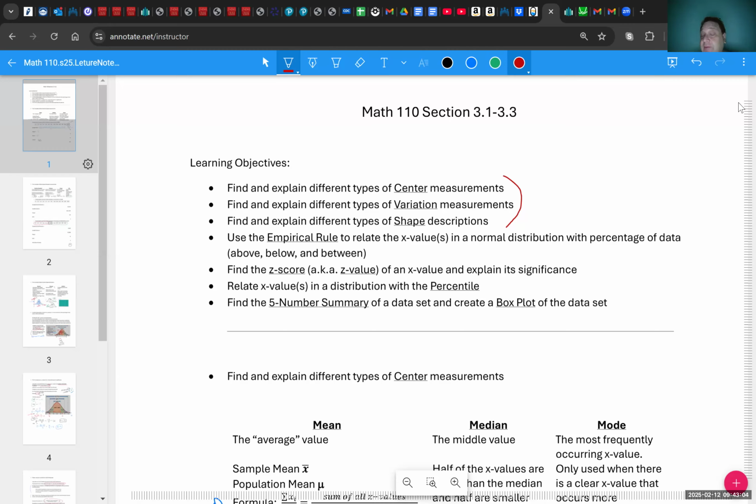We found z-scores, also known as z-values, of an X value. So each X value had a z-value. We explained that the z-value was the number of standard deviations away from the mean. We related X values in a distribution with the percentile, the percentage of X values that are lower than a given X value. And we did the 5-number summary, 5 numbers that were particularly useful for us. You'll see more reasons in chapter 5. And we created a box plot, which is a visual representation, aka a graph, of the 5-number summary.